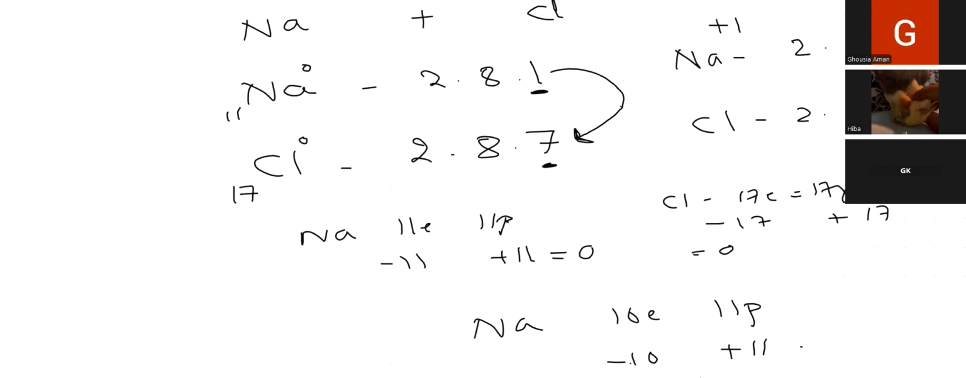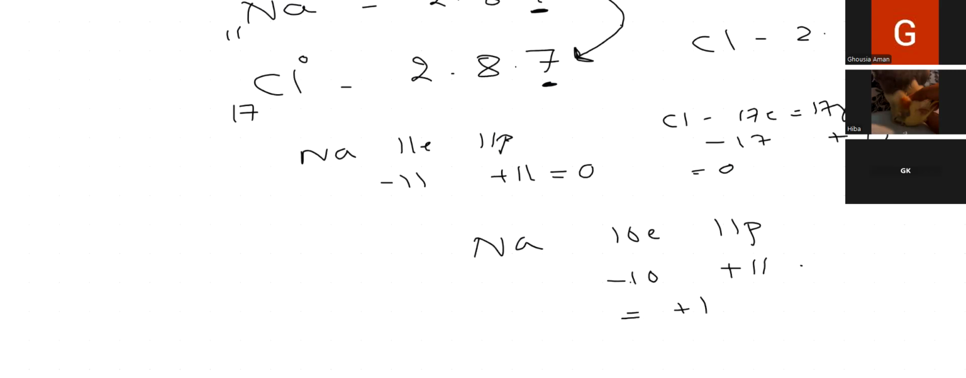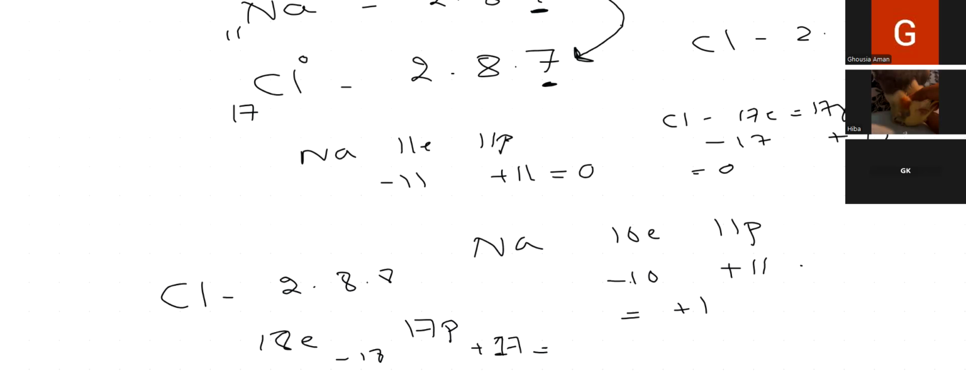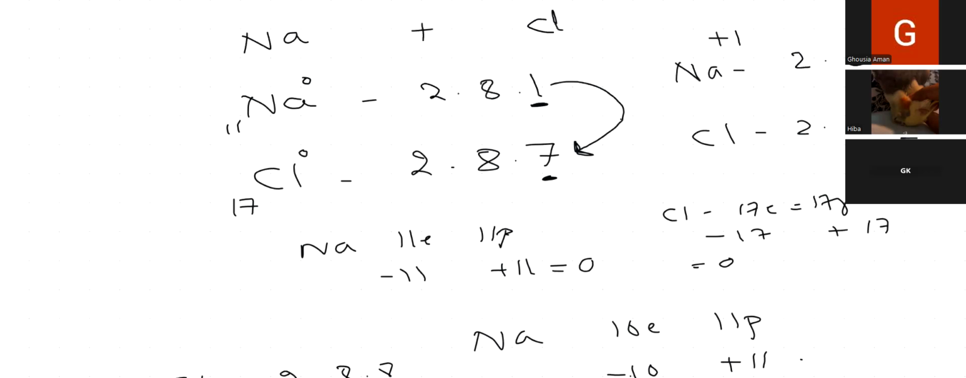Similarly, chlorine has gained one electron. So the electronic configuration is now 2, 8, and 8. So now it has got 18 electrons, but the number of protons is still 17. So -18 and +17 is equal to how much? -1. So after gaining one electron, chlorine will get a -1 charge. Did you understand this? Heba. Yes.